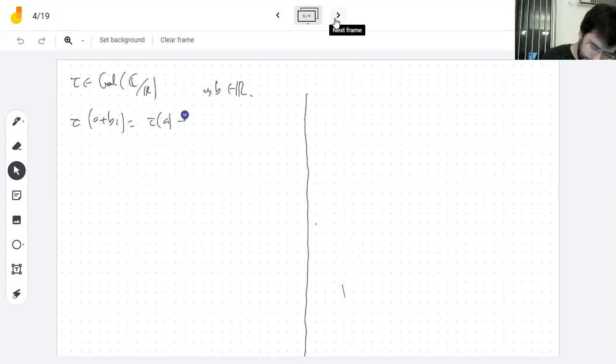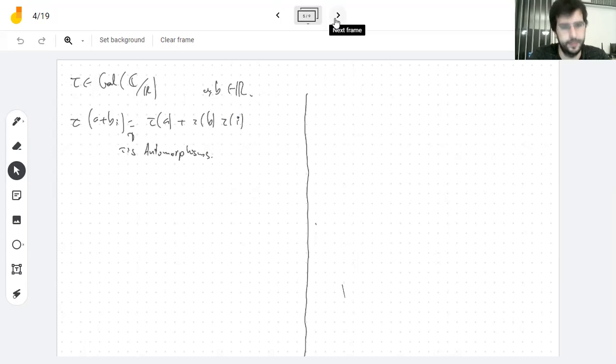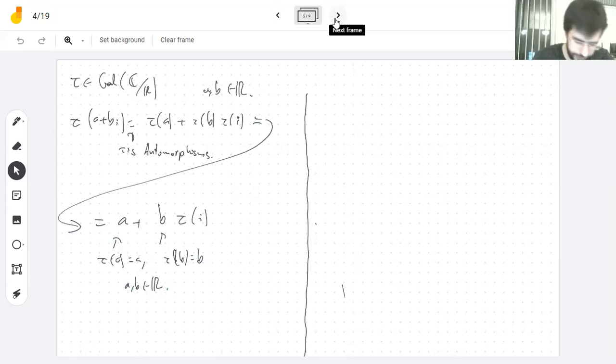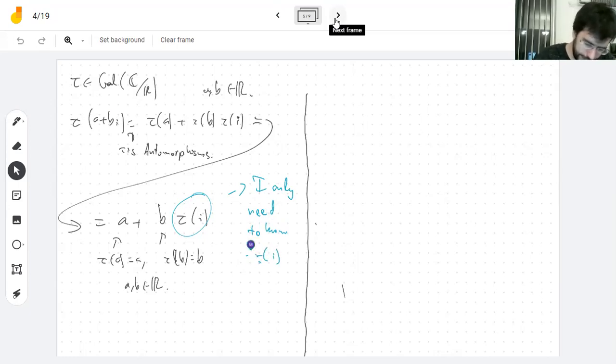Well, because it's an automorphism, it's a homomorphism of fields. So it commutes with addition and multiplication. So tau of a plus bi is the same as doing tau to a, b, and i, and then doing all the operations. But also, now I notice that I have tau applied to two real numbers. Tau doesn't do anything to real numbers by definition of being in the Galois group. So really, I only need to know tau of i. Once I know what tau does to the number i, I know what it does to the whole extension.